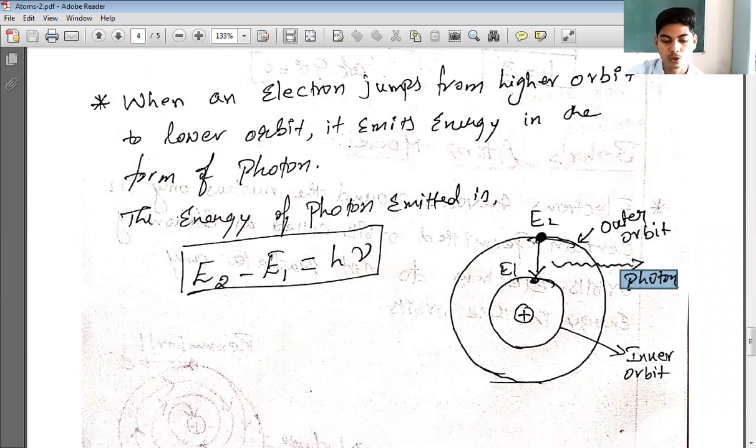What will be the energy of the photon emitted? E2 minus E1 is equals to h nu, right?